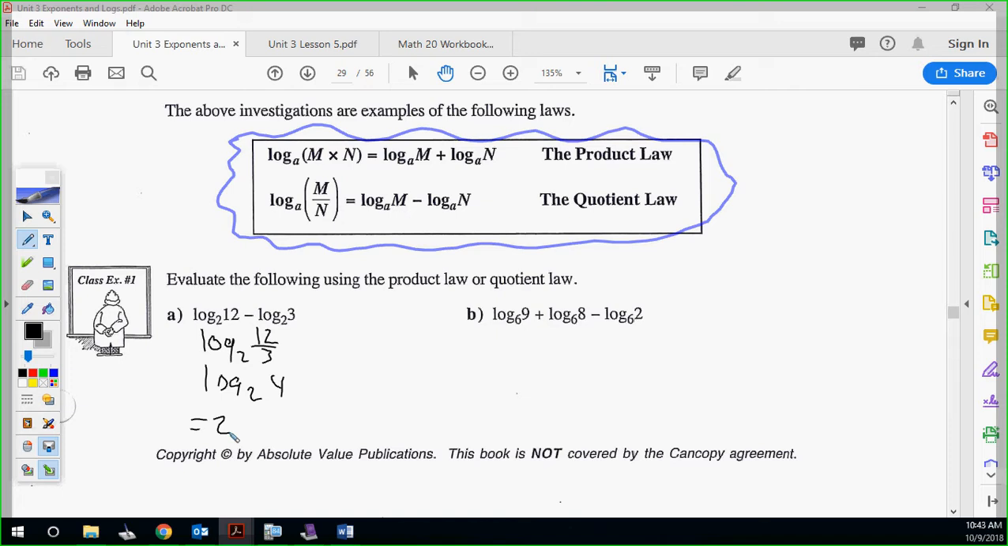Okay? If you want to take this a step further, it's fine. You could write it like this if you want to see it better. 2 squared, those cancel. 2 is your answer.